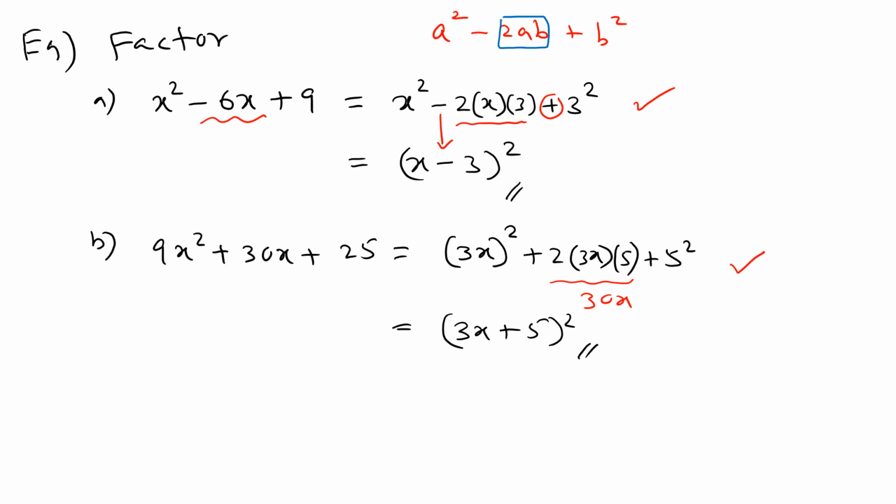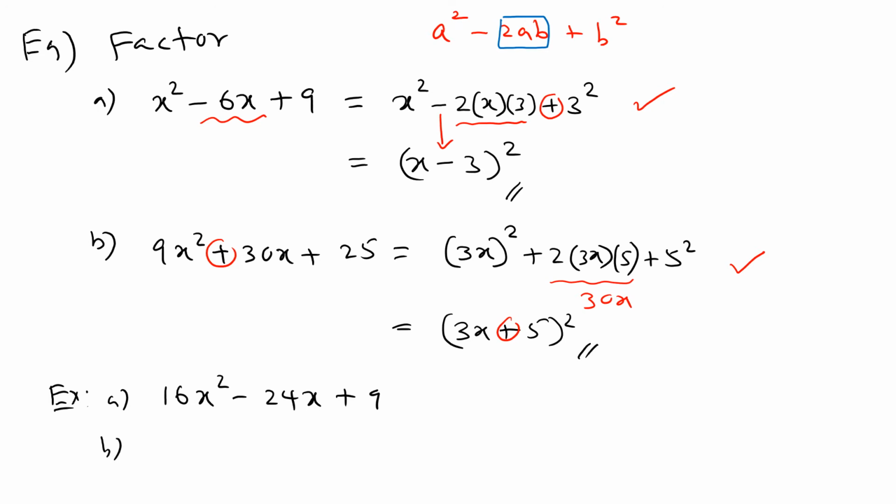So that's the argument here. We check whether it is in the right format. If it's a minus, go with the minus sign, and if it's a plus, go with the plus sign. So you can try these as practice problems. You can try, let's say, 16x squared minus 24x plus 9.